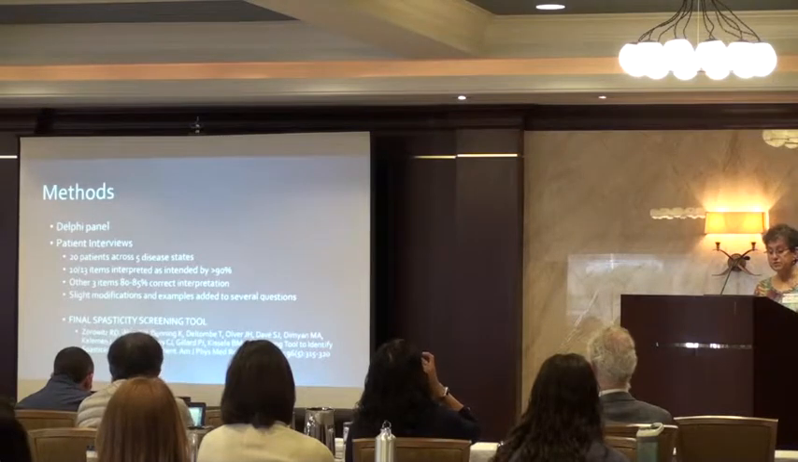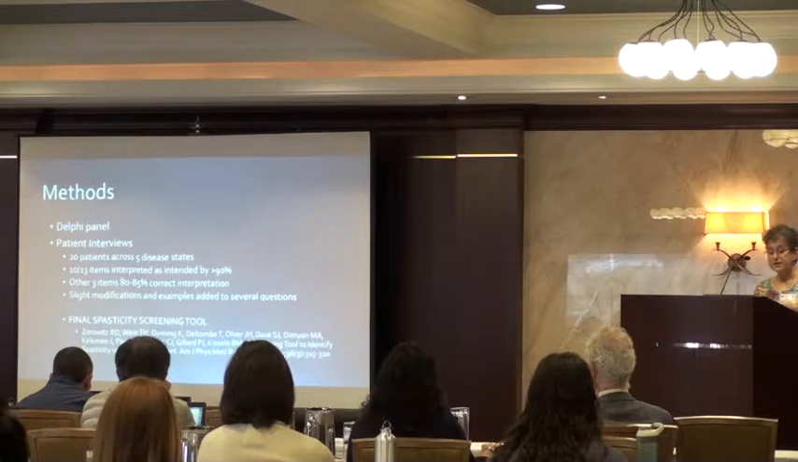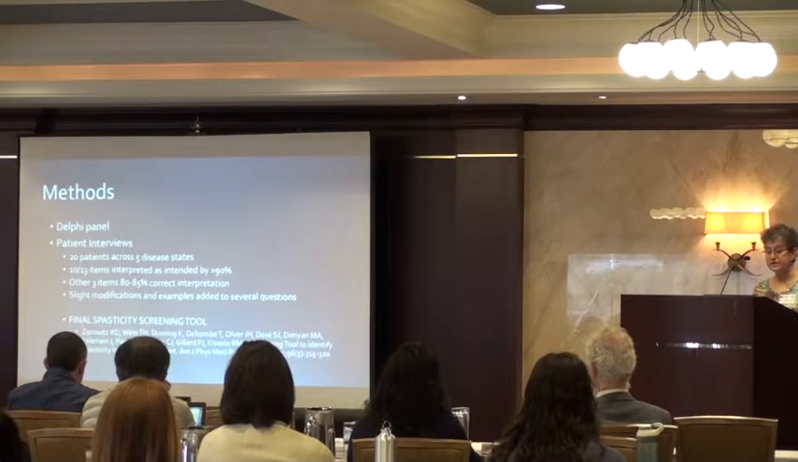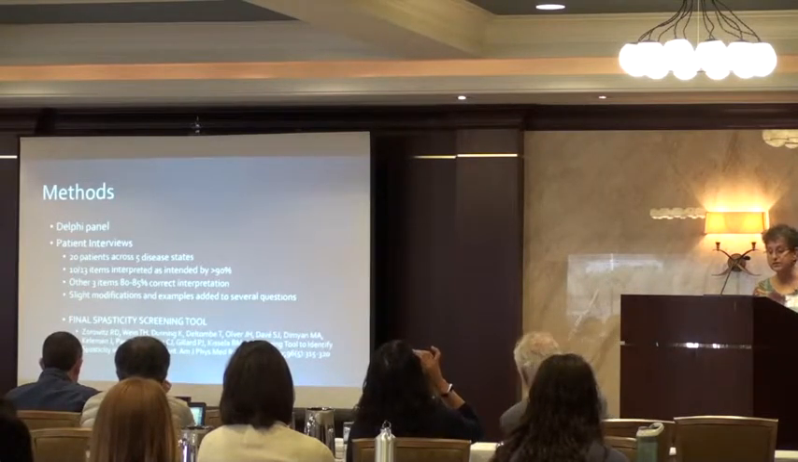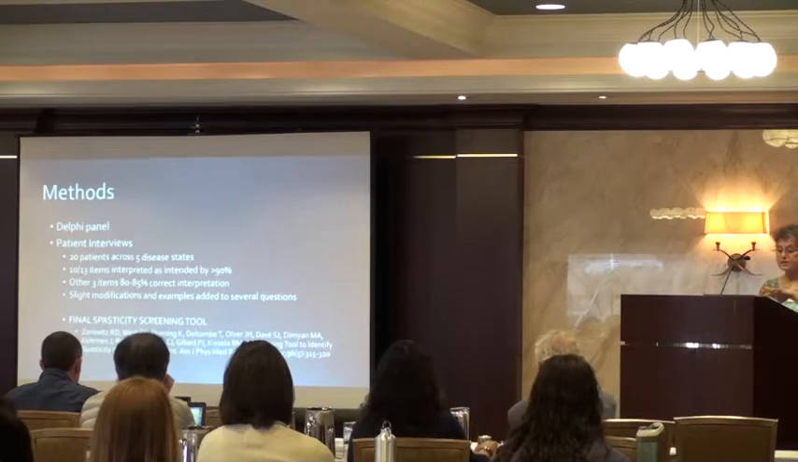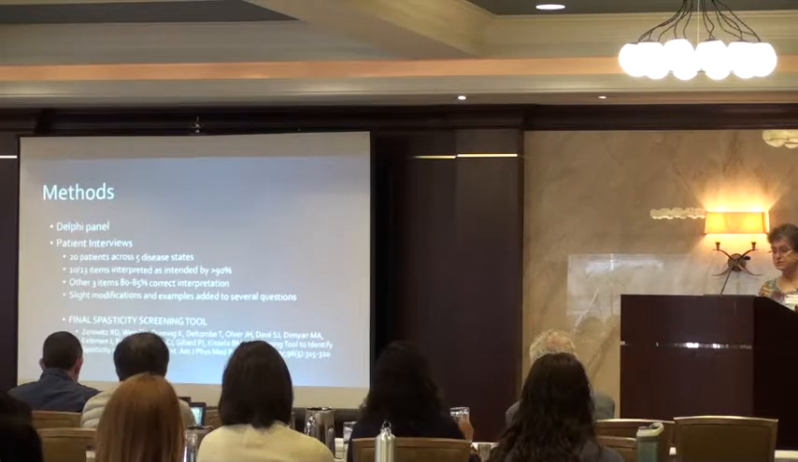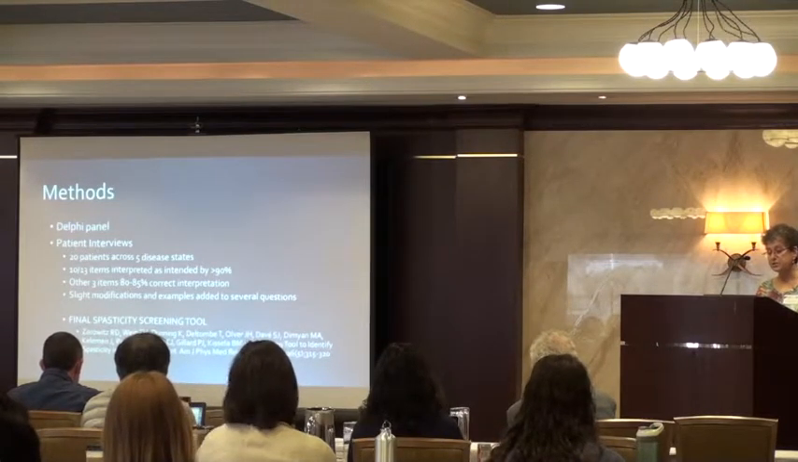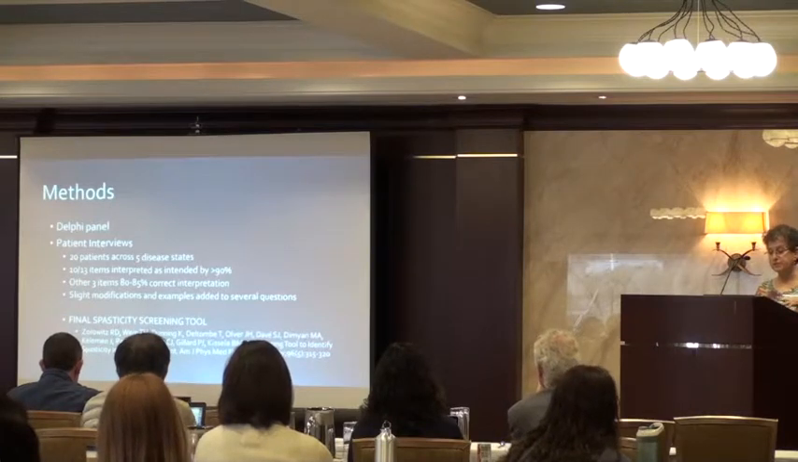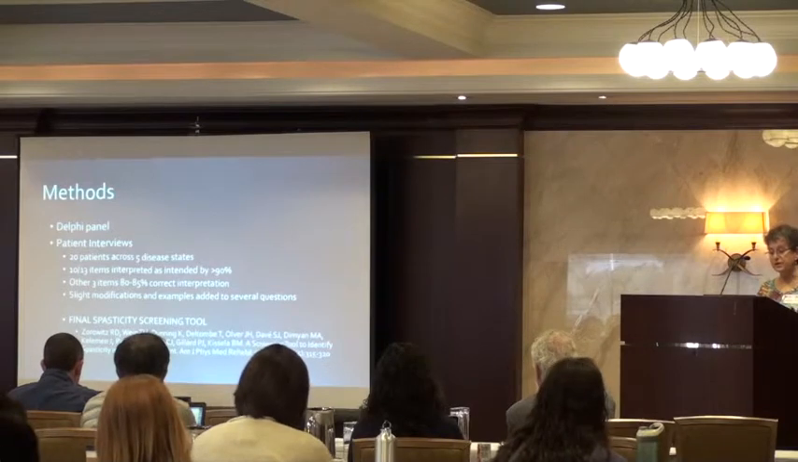So they took 20 patients across 5 different disease states. 10 out of the 13 items were interpreted as intended by greater than 90%, and the other 3 items were 80 to 85% correctly interpreted. They made slight modifications, and examples were added to several of the questions to explain the terms a little bit better, and they came up with a spasticity screening tool, which has since been published by Brett, and it is a useful tool to use.